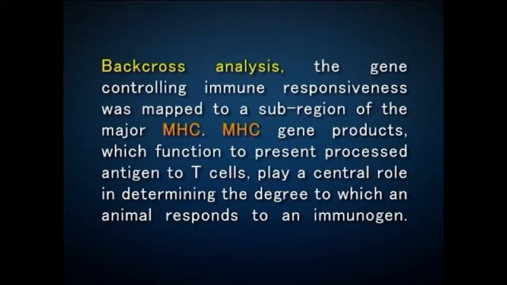MHC gene products, which function to present processed antigen to T cells, play a central role in determining the degree to which an animal responds to an immunogen. The response of an animal to an antigen is also influenced by the genes that encode B cell and T cell receptors and by genes that encode various proteins involved in immune regulatory mechanisms. Genetic variability in all of these genes affects the immunogenicity of a given macromolecule in different animals.